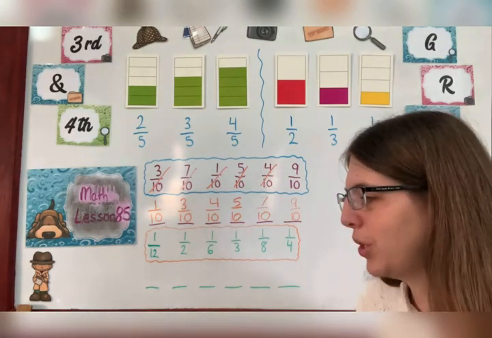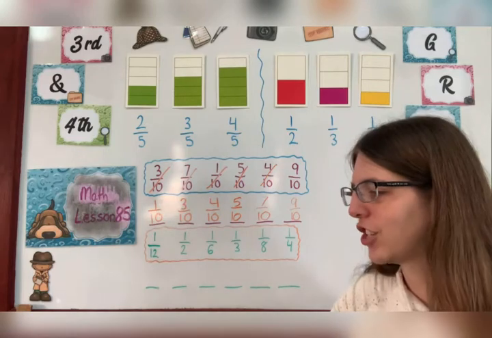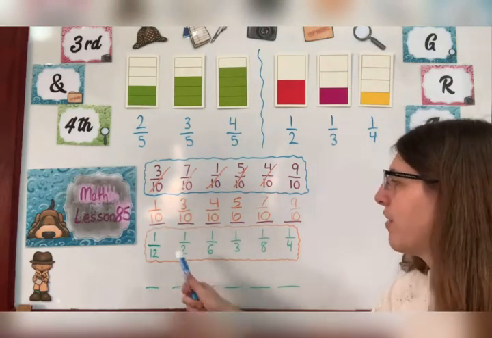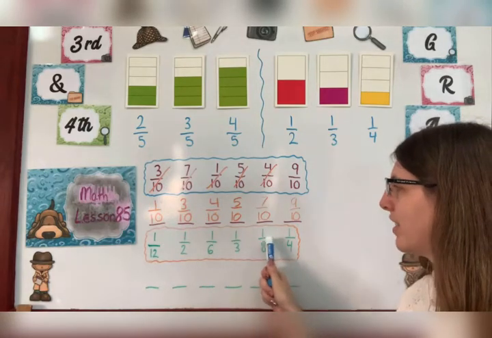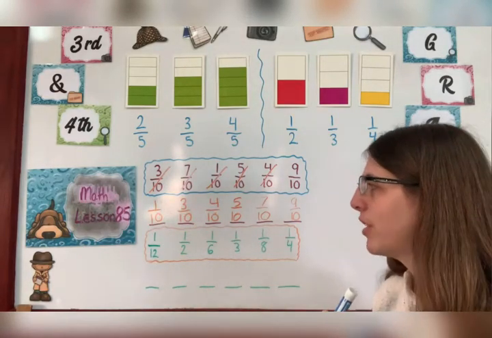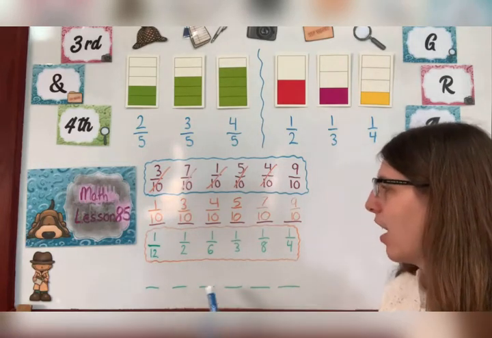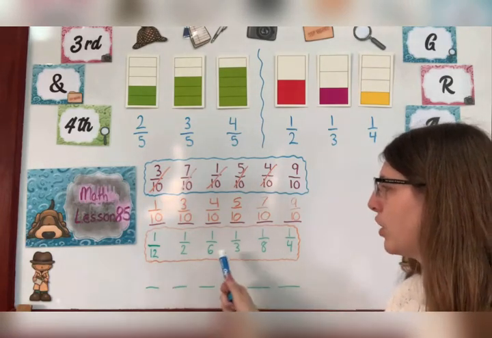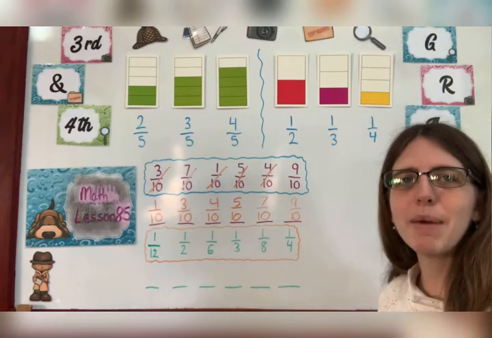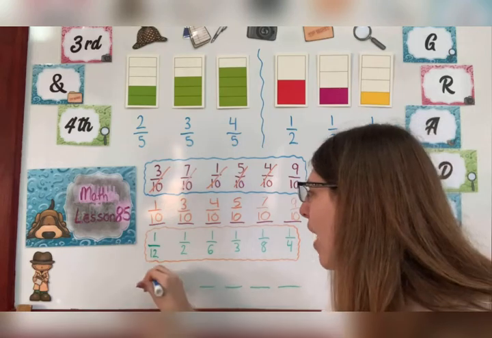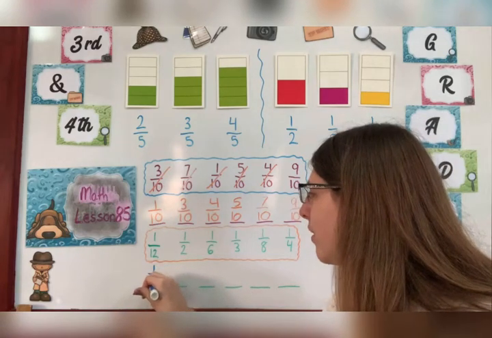All right, number 2 says, write these unit fractions in order from smallest to largest. So all of these fractions have 1 as the numerator. So the smallest one has to be the one with the largest denominator. Out of all these numbers, 12, 2, 6, 3, 8, and 4, which one's the biggest? 12. So 1/12 comes first.